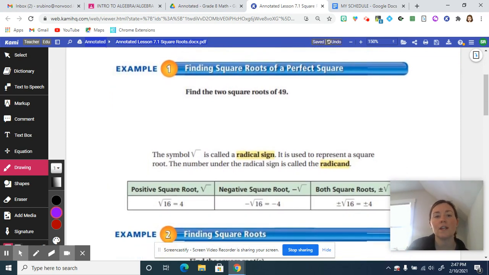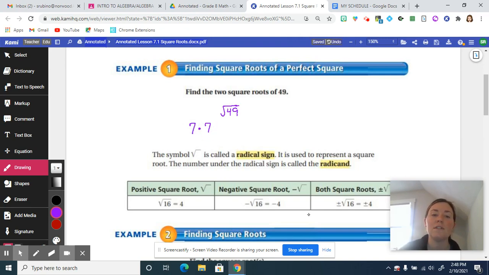Example 1 says, finding square roots of a perfect square. We are asked to find the square roots of 49. Now this is a positive number. In our definition, we know that a positive number is going to have two solutions. It's going to have both a positive and a negative solution. So the square root of 49 should have a positive and a negative solution.